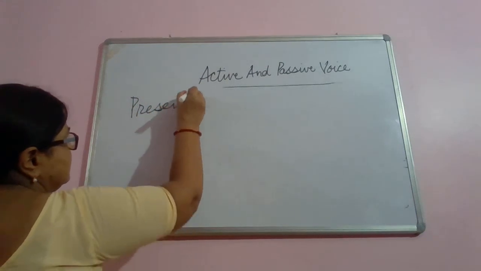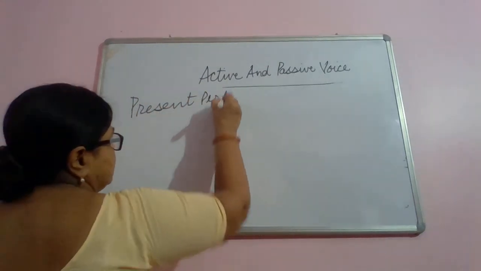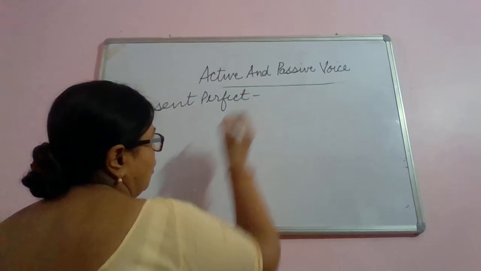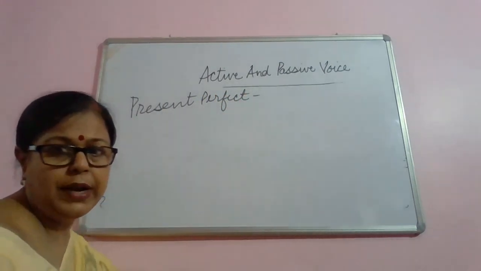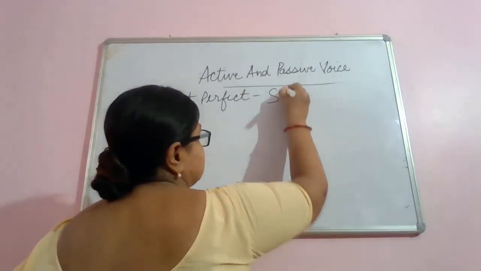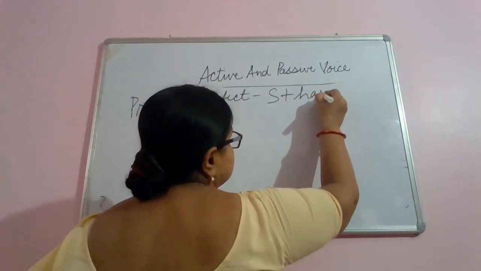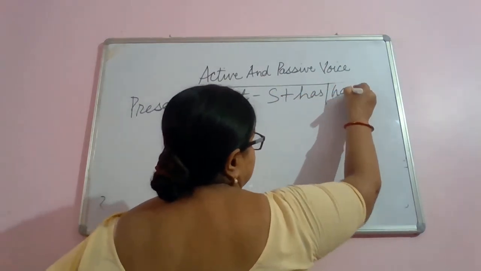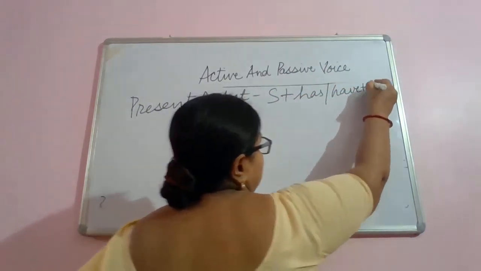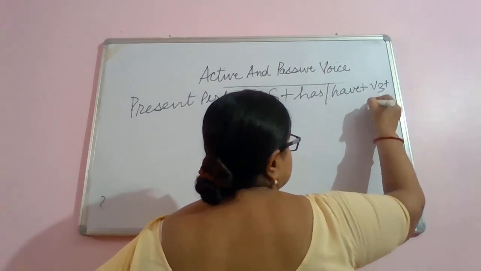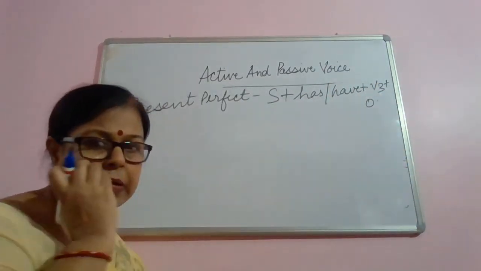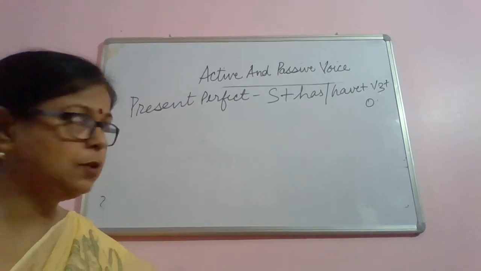Present perfect. What is the structure of present perfect? The structure of present perfect is subject plus has/have plus V3 plus object. Has is singular, have is plural.